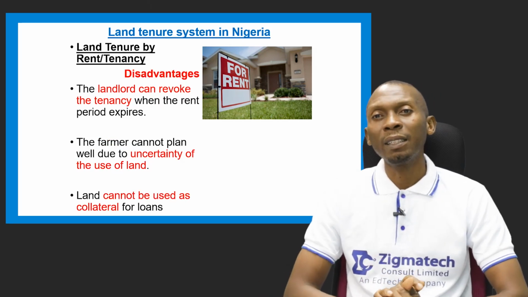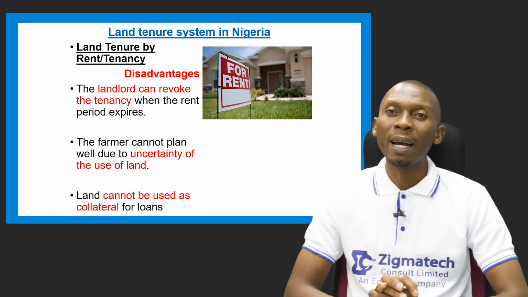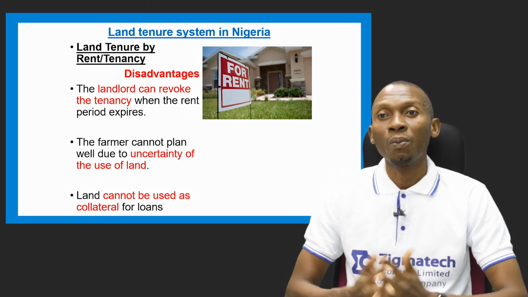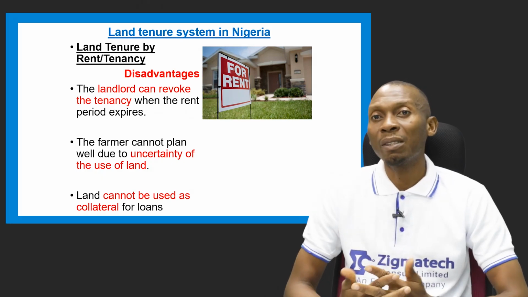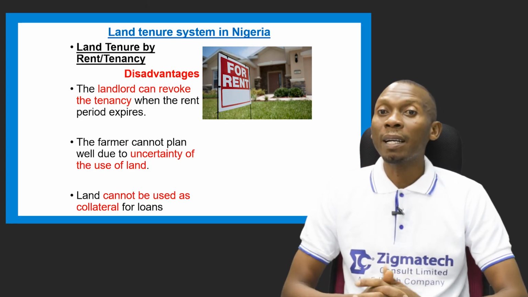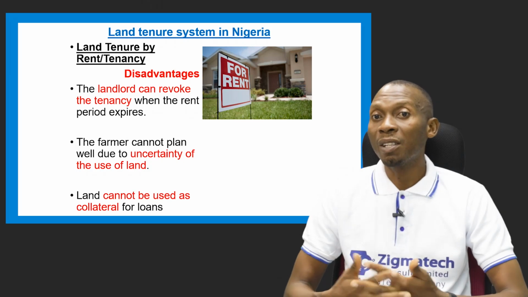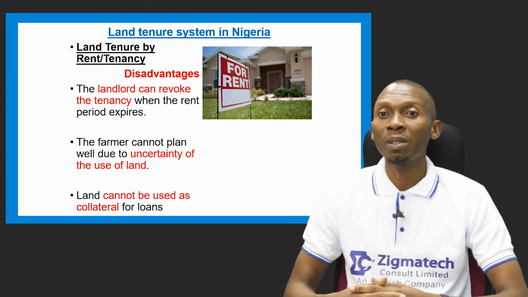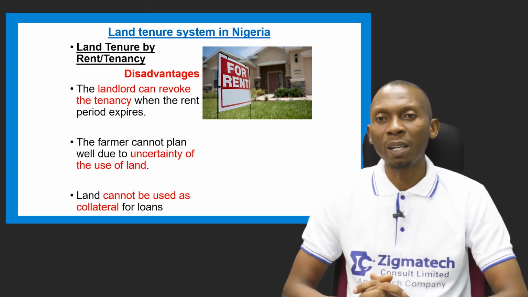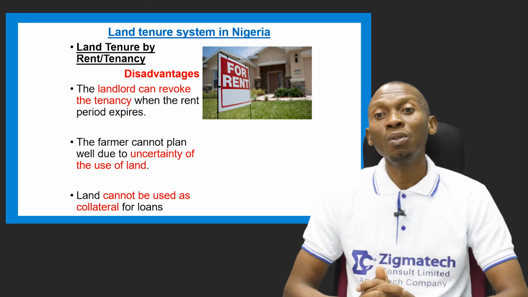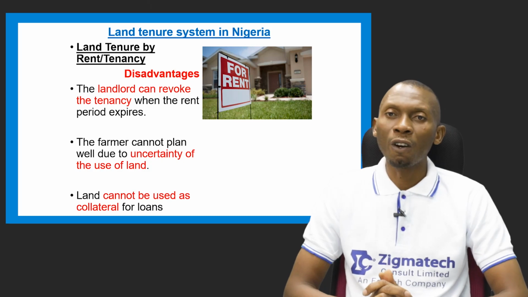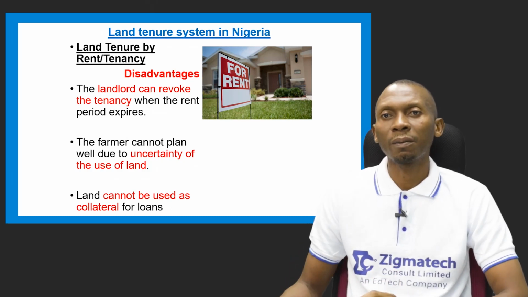Let's take a look at the disadvantages of the land tenure by rent. Here, the landlord can decide at any point to revoke the tenancy when the rent period expires. He can decide not to rent out his land again to the farmer. The farmer cannot plan well due to uncertainty of the use of the land, since the land doesn't belong to him, so he cannot plan properly to engage in his farming practices. Likewise, the land can also not be used for collateral or as a means of obtaining loans from financial institutions.